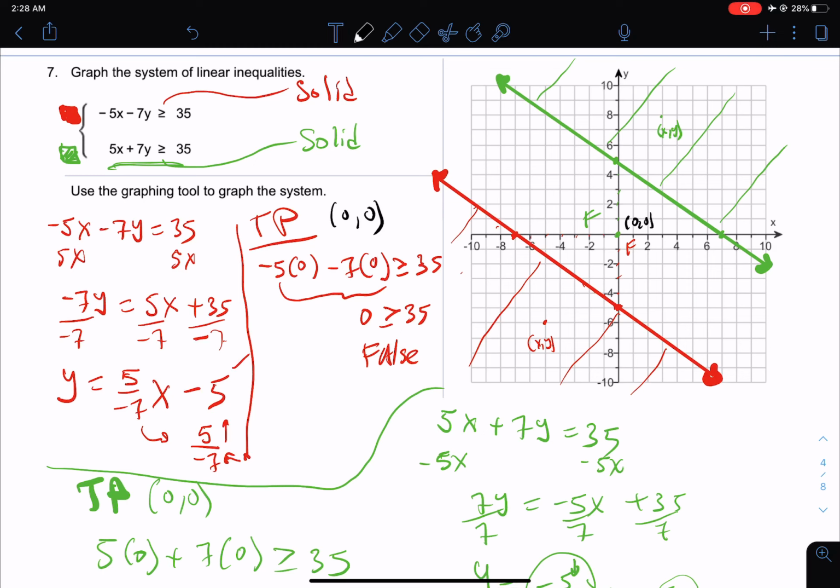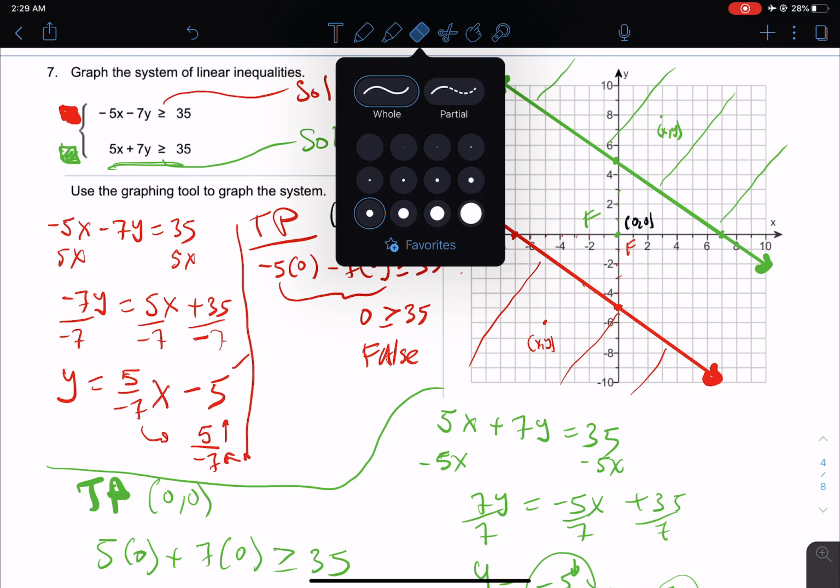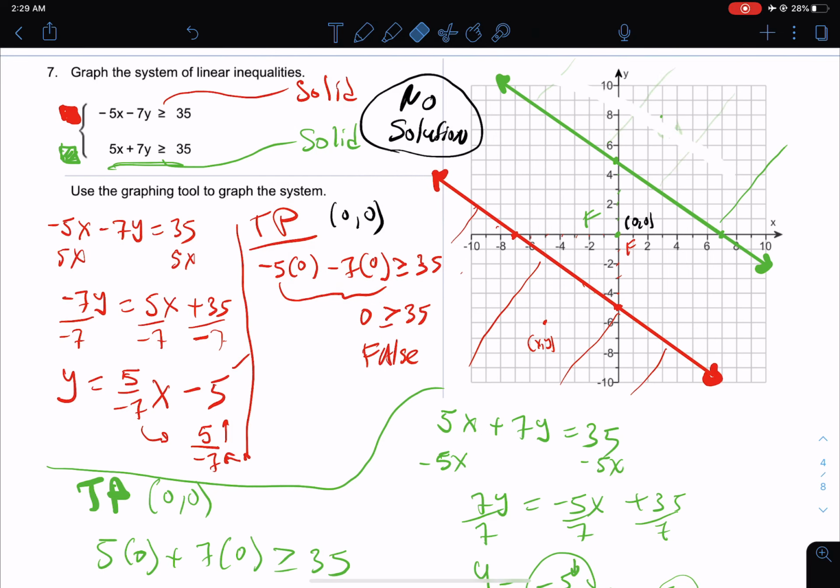When I'm doing this in class, I usually have the students write out no solution because you can see it doesn't overlap. Now what I noticed my math lab does is after you put the paint out there, you click on the paint bucket and hit delete on both of them. They get rid of the shading, and then they just leave that as the solution.